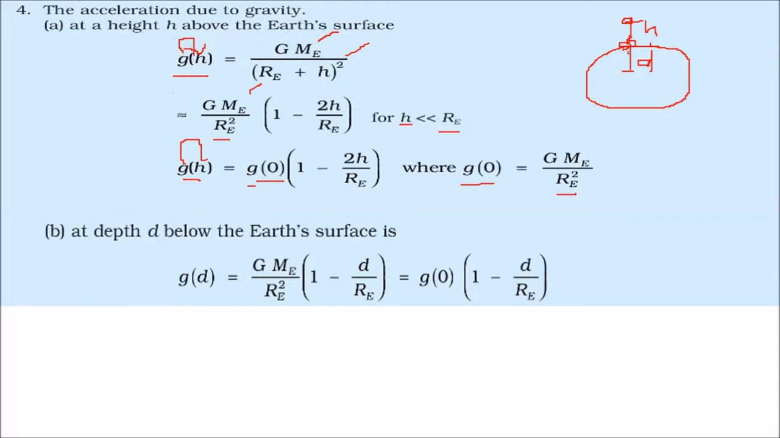When you talk about coming down below the earth's crust, at a depth d below the earth's surface, g again is a function of depth, given by G Me by Re square into (1 minus d by Re), which is equivalent to g0, that is, g at 0 depth, into (1 minus d by Re).